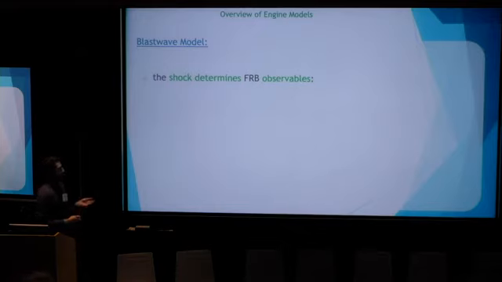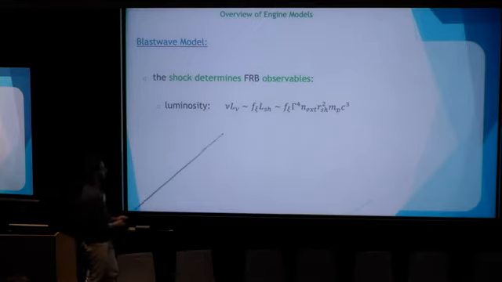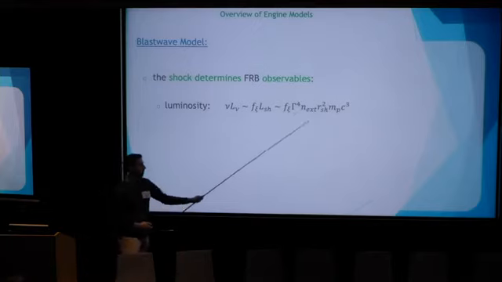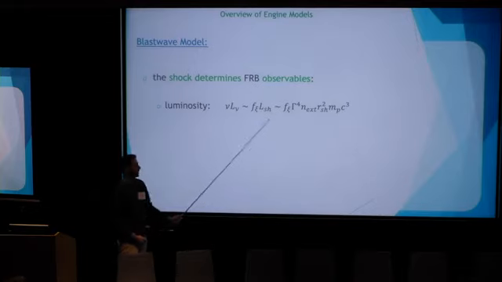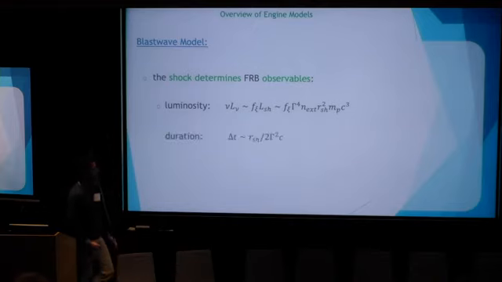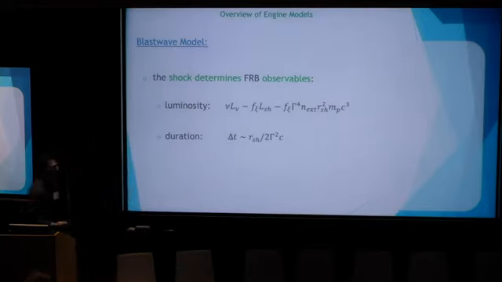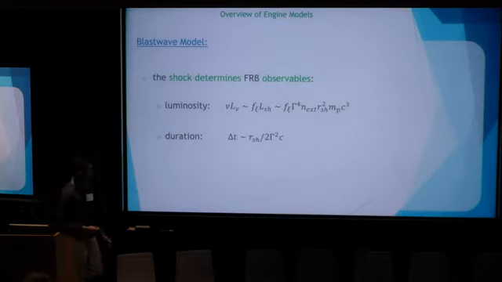So the basics is that the shock determines all of the observables. If you want to know what the observed luminosity is, all you need to know is the Lorentz factor of this relativistic flare, and the properties of the upstream medium that it runs into. So what's the density of this upstream medium, and at what radius is this shock occurring? But of course, you can also relate the duration of the burst to these same quantities. This is just the standard expression familiar to people from the GRB literature. The duration is proportional to the radius at which the shocks are happening divided by gamma squared.